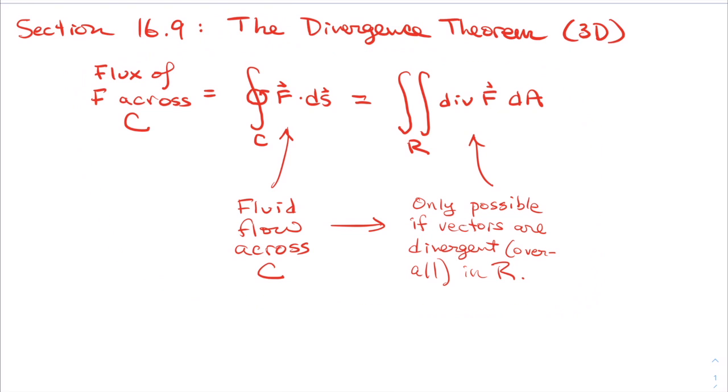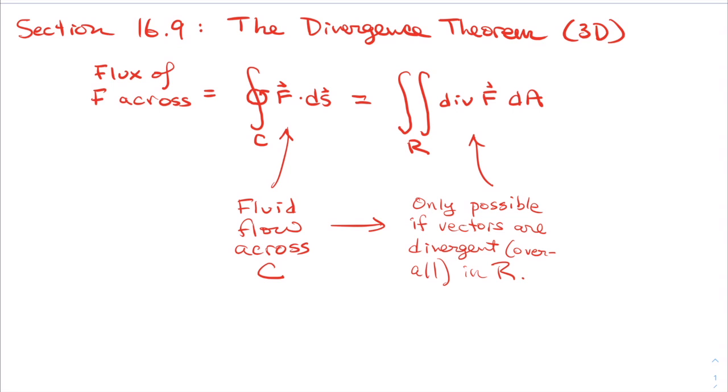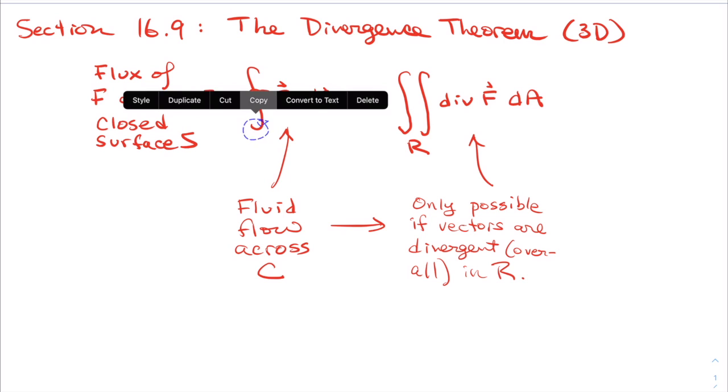Okay, we're not going to do flux across a curve in a plane. We're going to do flux across a surface in space. The surface will be a closed surface. So basically, I just want to change the curve C to, let's say, a closed surface S. And the integral here, I'm going to just nudge it a skosh and make this a double integral.